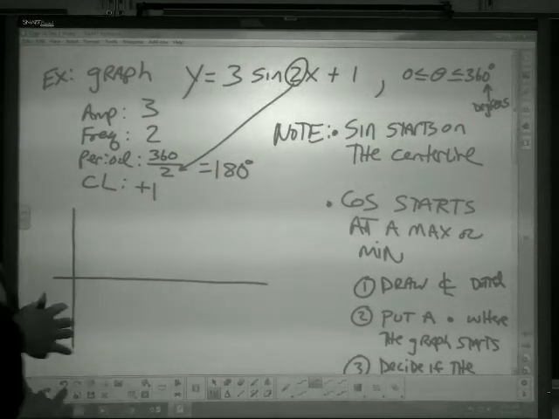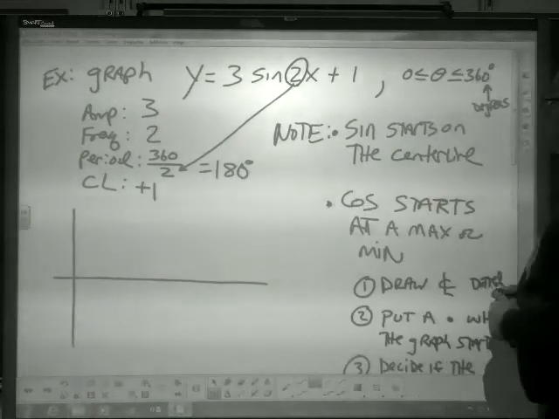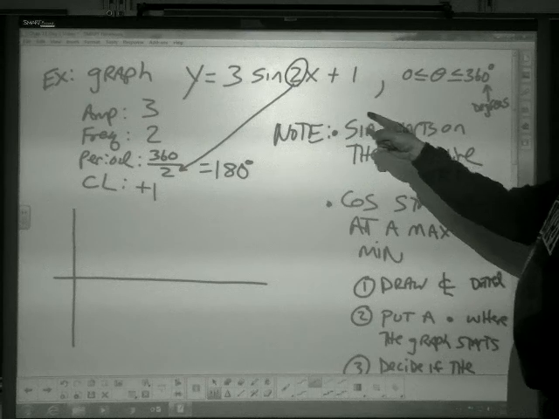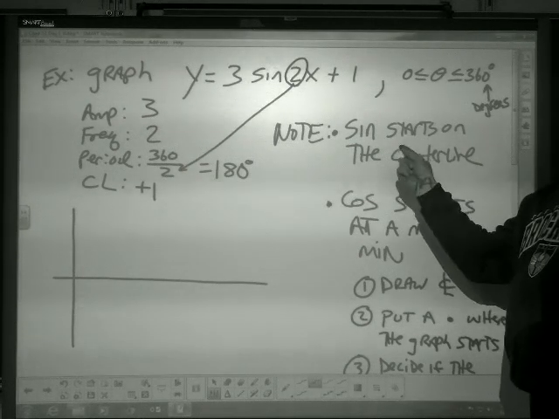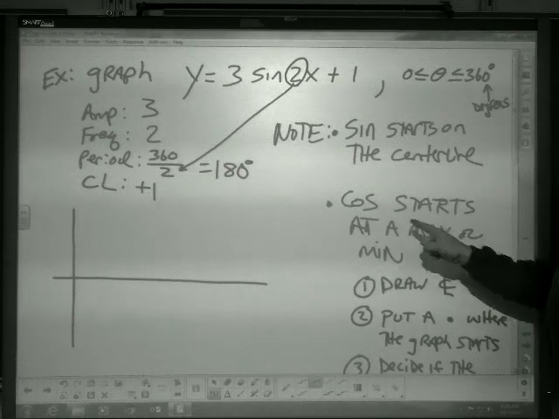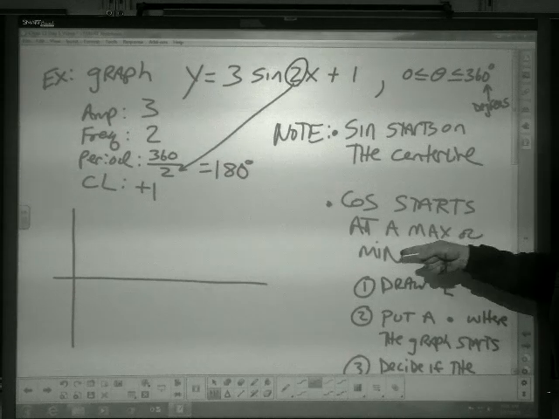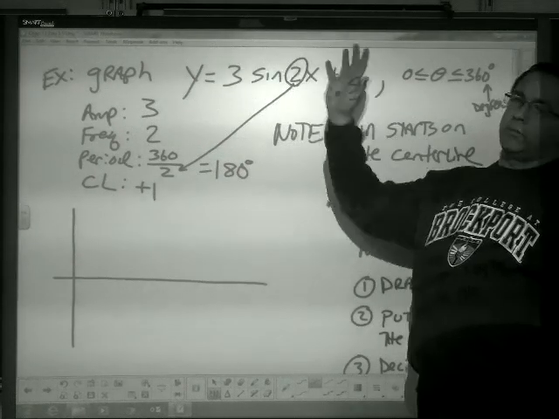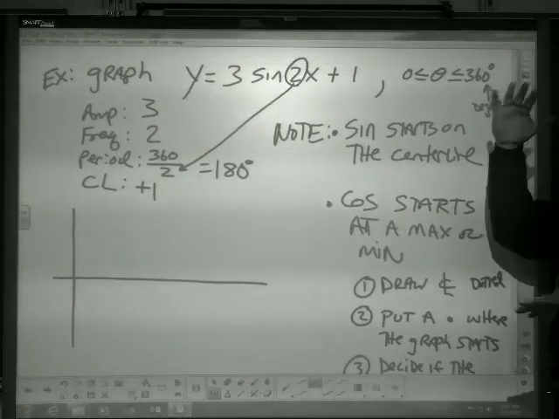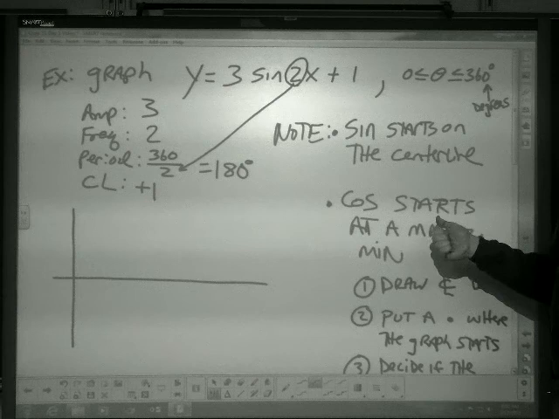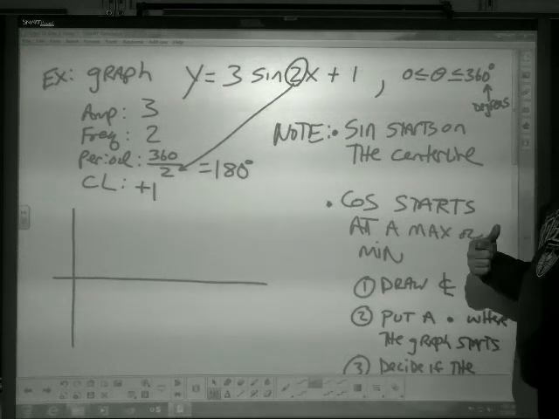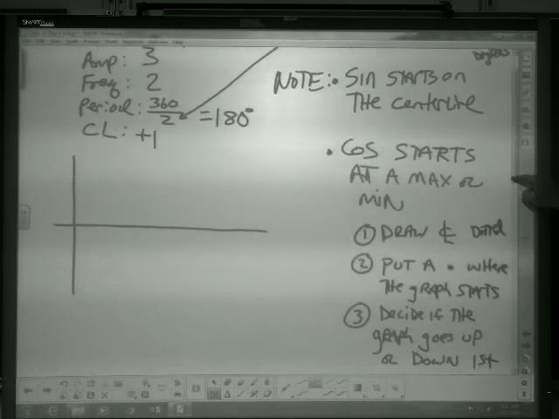First of all, keep in mind, sine starts on the center line, because at 0 degrees, sine has a value of 0. Cosine starts at the maximum, or a minimum if this is negative, and we'll talk about that later. But cosine starts at max or min because the cosine of 0 degrees is 1, and that's the maximum our values can take on. So let's follow this process.